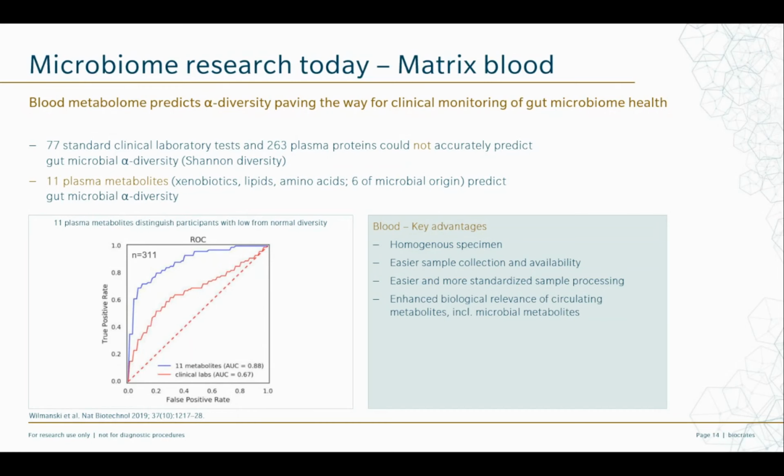There are several more key advantages of blood that I'd like to mention here. Blood is a much more homogeneous sample matrix than stool, which makes also the sample collection much easier. And the availability of blood samples is usually higher, since they are anyway frequently collected for routine analysis. Also, the sample processing is easier and more standardized than for fecal samples. And metabolites that remain in the circulation may generally have an enhanced biological relevance compared to those excreted in feces.